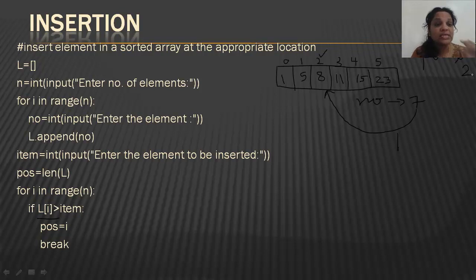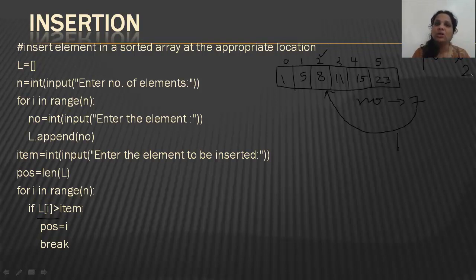Why break? Why is break important here? Because if I look at 11, 11 is also greater than 7, 15 is also greater than 7, 23 is also going to be greater than 7 because this is a sorted array. So if 8 is greater, everything after 8 is also going to be greater. I'm not interested in all the elements that are greater than 7. The first element that is greater than 7, I got the position and I execute a break. That means I stop executing the loop. What's the purpose of the break statement? Stop executing the loop when you encounter the break.